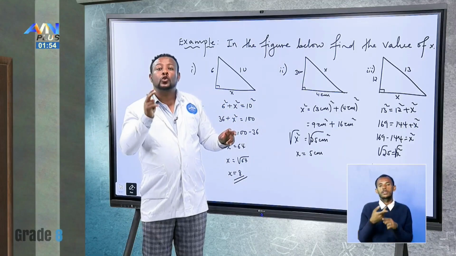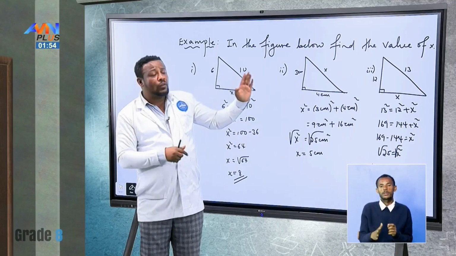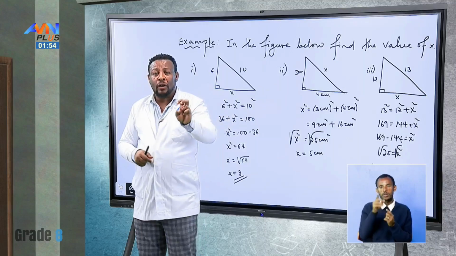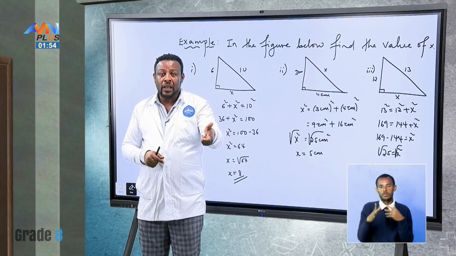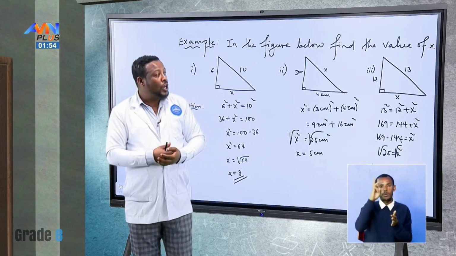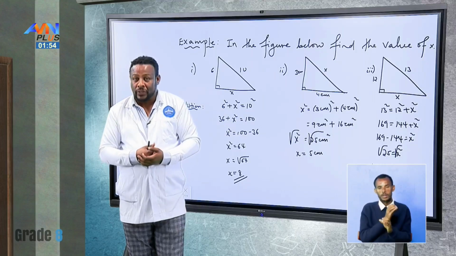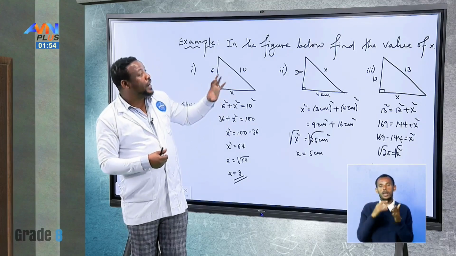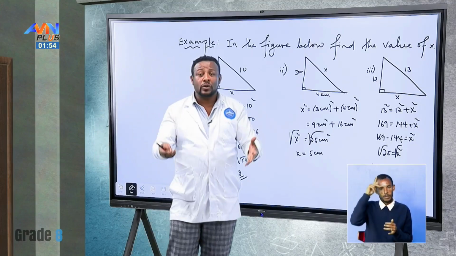But there should be two sides. In each of these situations, you need to have two sides of a triangle so that you will be able to calculate the third unknown side. This is how we can apply Pythagoras theorem.